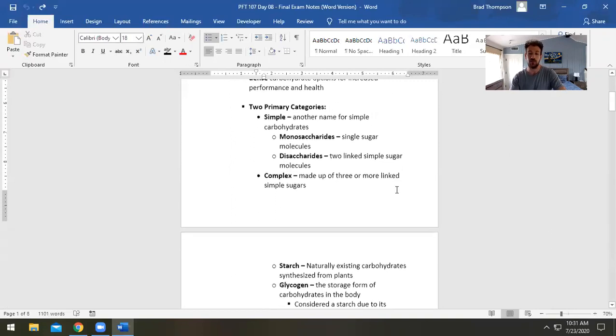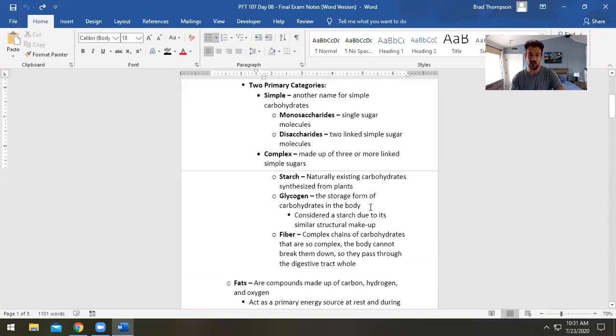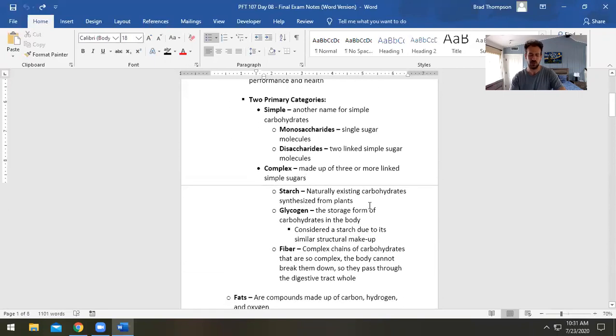So if we look at those two primary categories between simple or complex carbs, simple carbohydrates are things like monosaccharides or disaccharides, right? A monosaccharide is a singular sugar molecule. And what's cool about monosaccharides is that they can be used to produce ATP directly, right? We can take a single sugar molecule and instantly convert it into ATP.